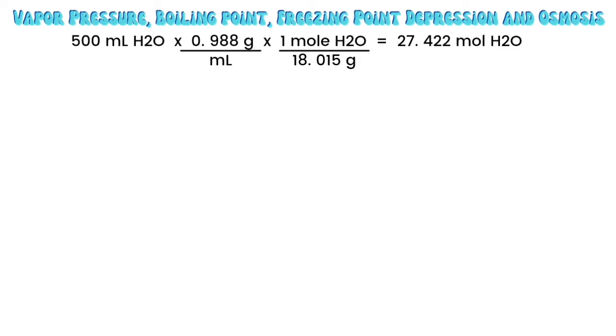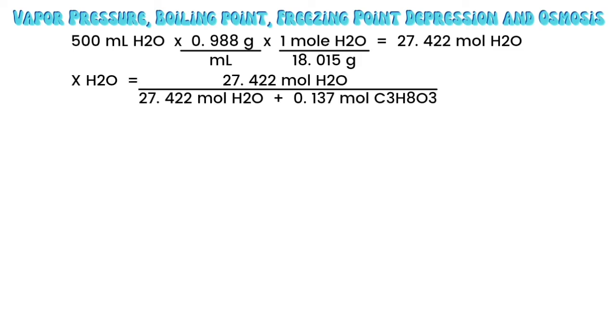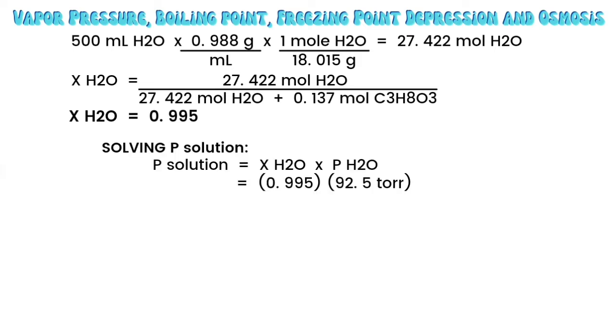27.422 moles of H2O. Now, applying the concept, X sub H2O is equal to the molarity of water divided by the sum of the molarity of water and glycerol, which would result to 0.995. For the final step to solve for the vapor pressure lowering or dP, X sub H2O would be multiplied to P sub H2O, wherein 0.995 times 92.5 torr would result to 92.0375. The answer here is that the vapor pressure lowering dP is approximately 92.04 torr.